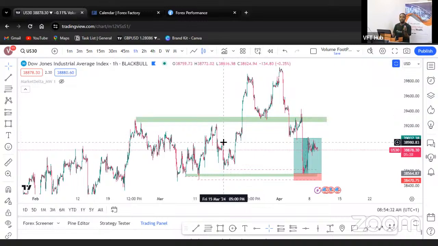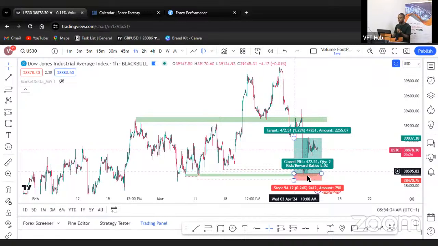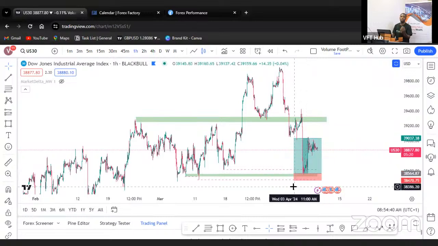Because I was waiting for my own setup to play. And the day my own setup played out, it gave me 1:5 easily, right? Say you risk 1% on this trade. That's 5% alone done.